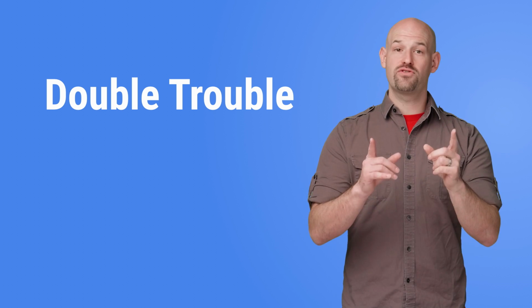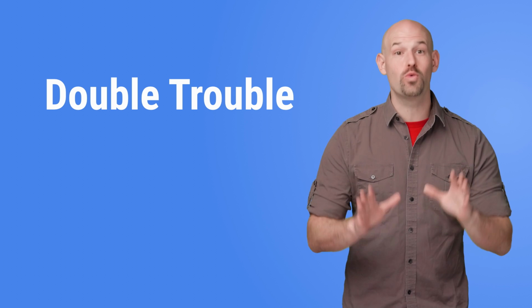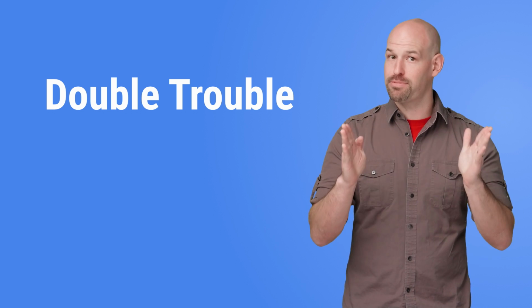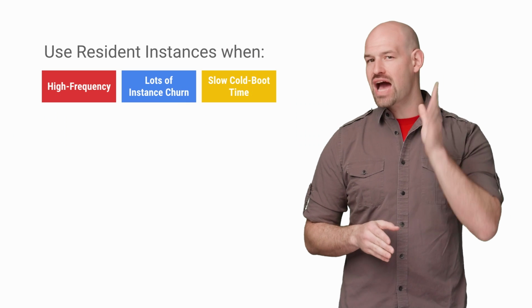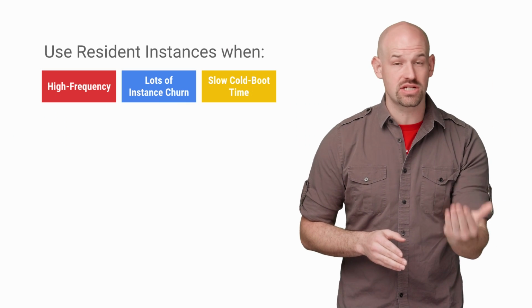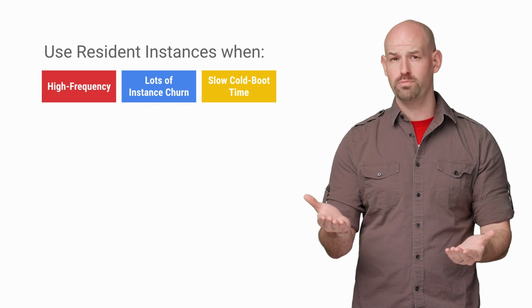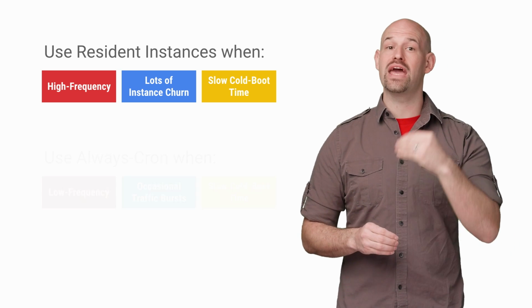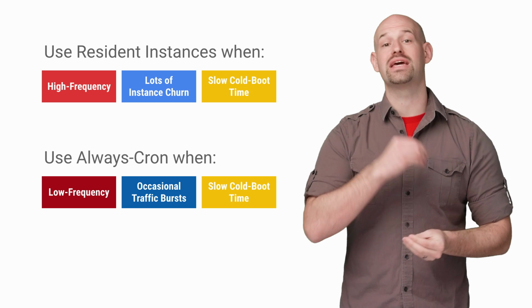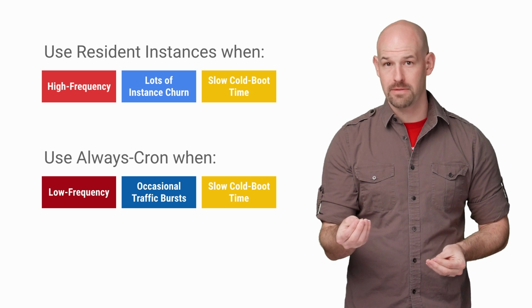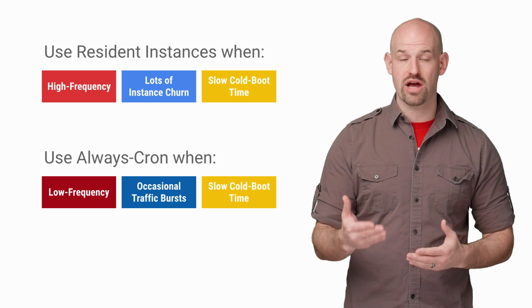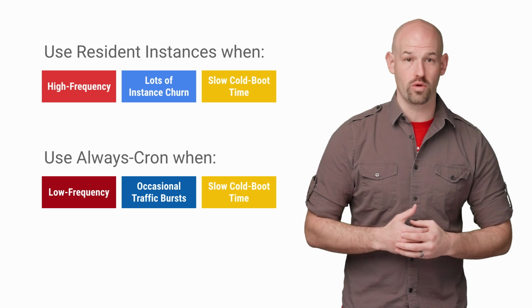Afterwards, I talked to a few App Engine experts who wanted to make it very clear that there's 2 very distinct and separate use cases here. If you have a high frequency, lots of instance churn scenario and a slow cold boot time, then resident instances are your best bet. However, if you have a low frequency traffic with occasional bursts and a slow cold boot time, then keeping an always cron instance around is ideal since you can handle the initial traffic load gracefully with a lower number of total instances.